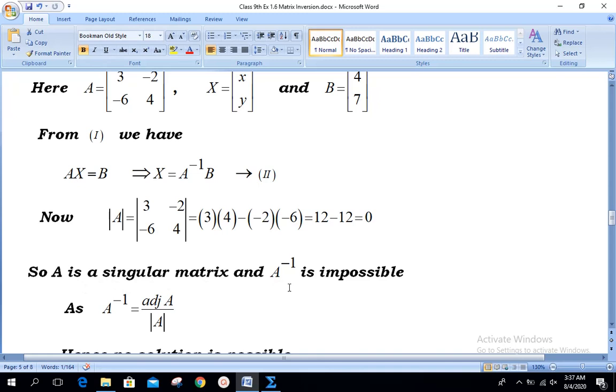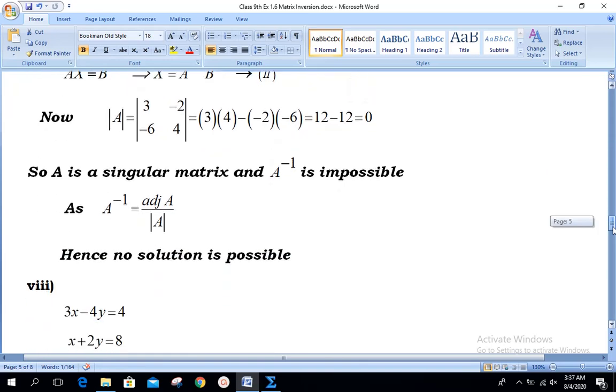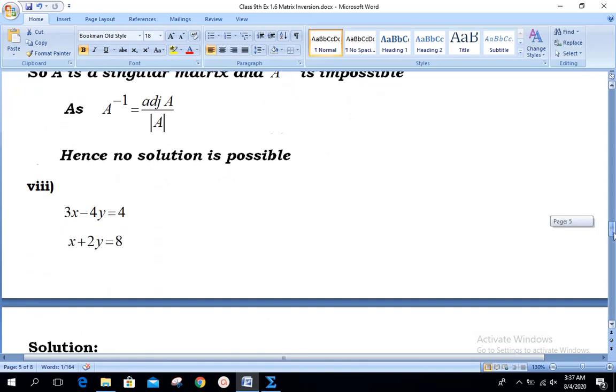In addition, I wrote A inverse is equal to adjoint of A over determinant of A. This result is 0. So any value divided by 0, you already know it will be undefined. This means that in this case solution is impossible. Moving to the next part, number 8.